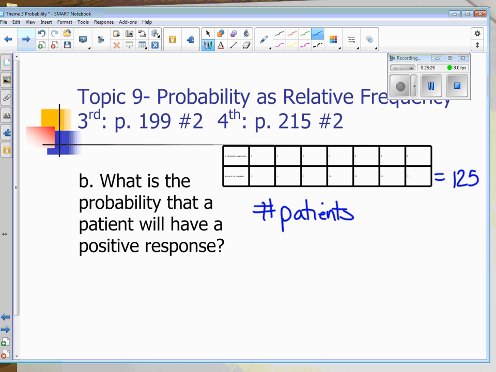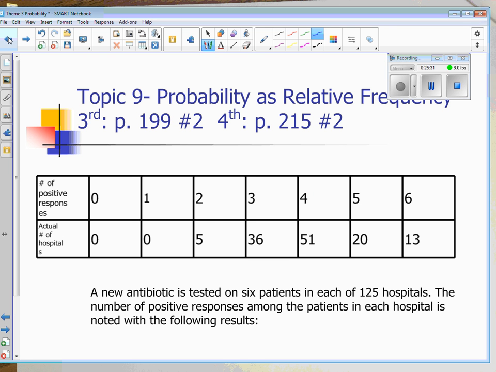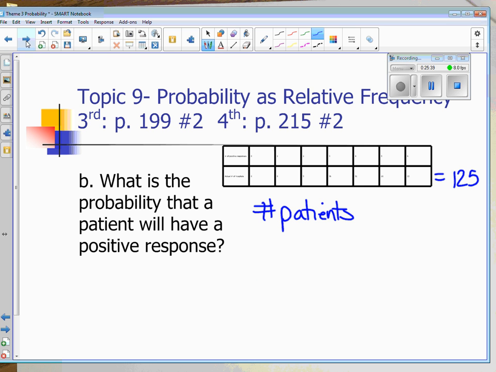Sorry, hang on. How many patients did I have? So that was the question. I was like, where did the 6 come from? All right, so we have 6 patients. Sorry, that was important, right? So we have 6 times 125 gives us the number of patients, right? And so that was 750. So to find the probability, it's just 125 out of 750.